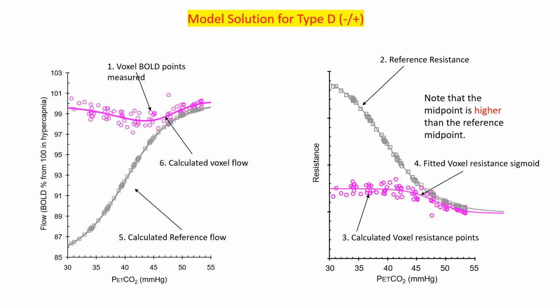At the voxel midpoint, as we said before, the resistance sensitivity or slope is at a maximum. It marks the partial pressure of CO2 where regulation is most effective. Has the resting tone adapted to a higher resting partial pressure of CO2 in this region caused by a chronic hypoperfusion?